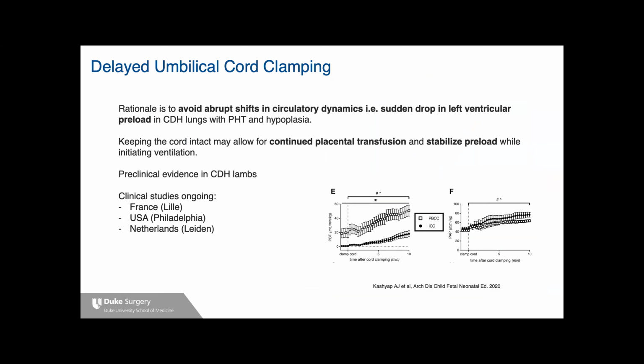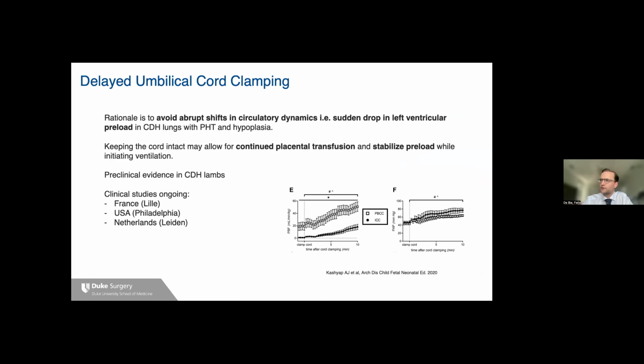One other thing that is done perinatally is delaying the umbilical cord clamping. And the rationale is, and this is investigational, there have been preclinical studies in sheep that show pretty promising results. However, the clinical studies are still ongoing. But the rationale is to wait to clamp the umbilical cord until there is consistent pulmonary ventilation, to avoid the massive abrupt shifts in circulatory dynamics, mostly the drop in left ventricular preload.